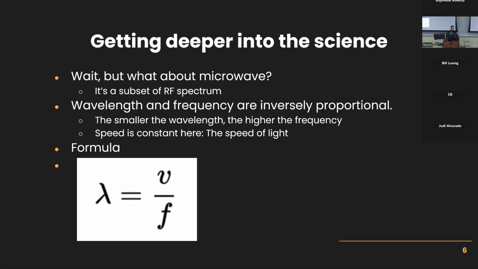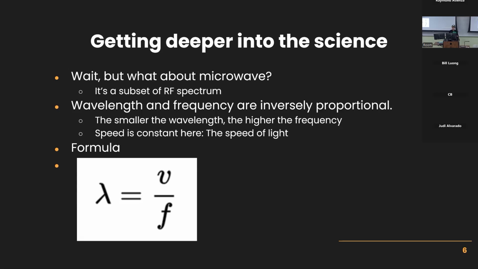Let's move on to wavelength and frequency. Here is the formula. Wavelength equals velocity divided by frequency. As you can see, wavelength and frequency are inversely proportional. What does that mean? As one increases, the other one decreases. So, as wavelength gets bigger, the frequency gets smaller, and vice versa. As the wavelength gets smaller, the frequency gets higher, and the faster the cycles repeat.